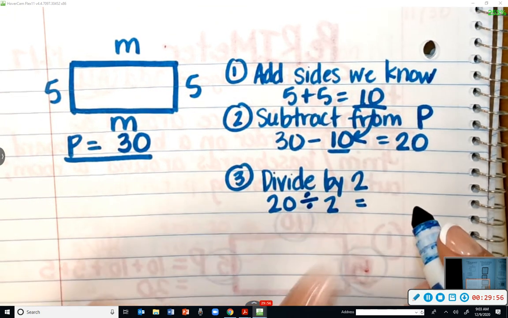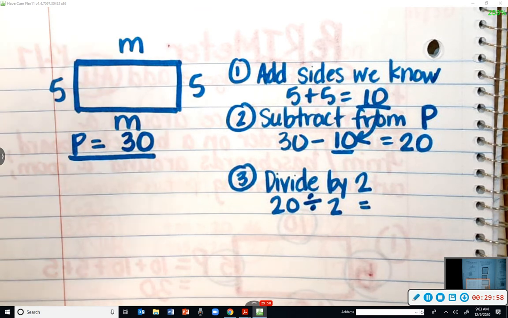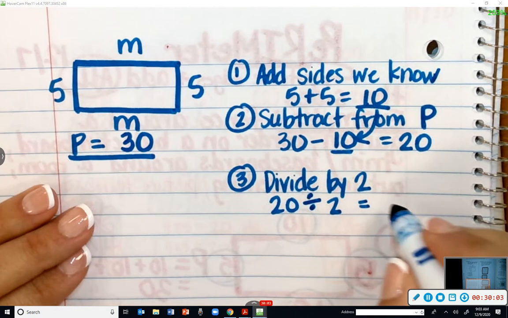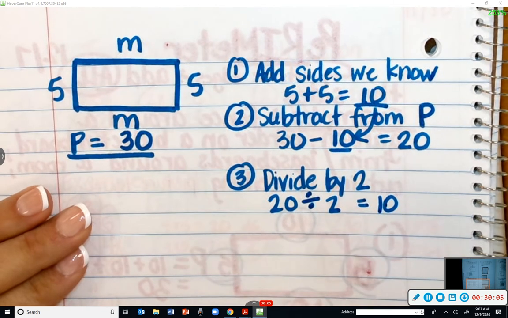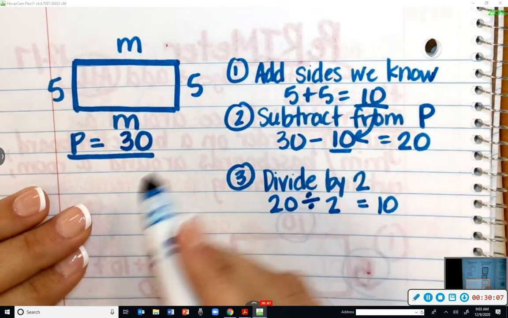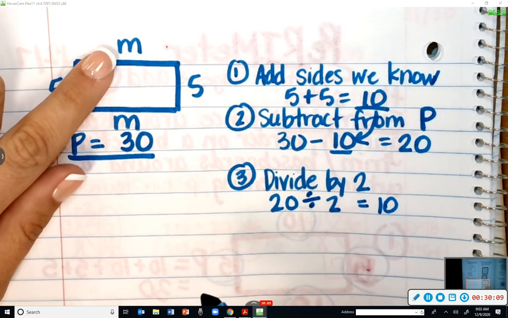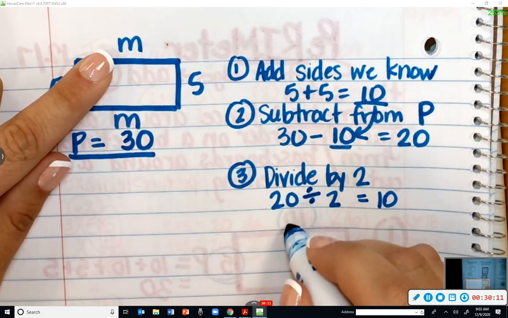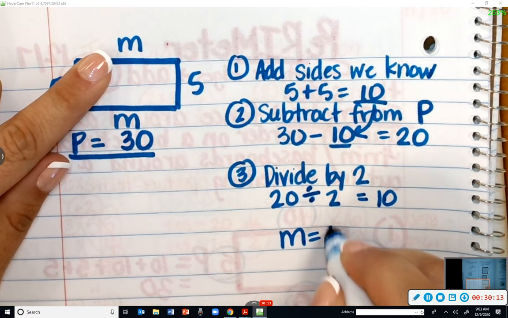What's half of 20? What plus what equals 20? It has to be the same number. Allie? 10. Okay, so our missing side, M, is 20. Or not 20, 10.